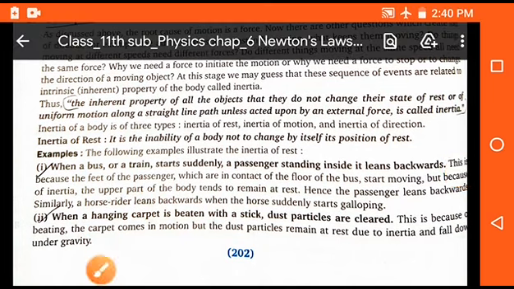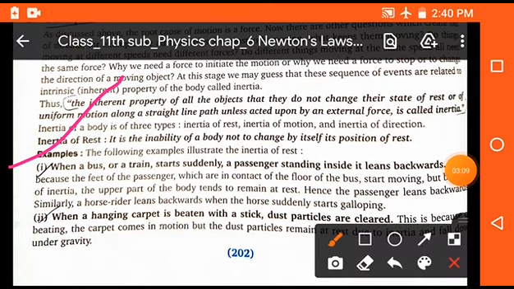Examples of inertia. As you know, there are three types of inertia: inertia of rest, inertia of motion, and inertia of direction. Some examples of inertia of rest. The first one is when a bus or train starts suddenly, the passenger standing inside it leans backward.